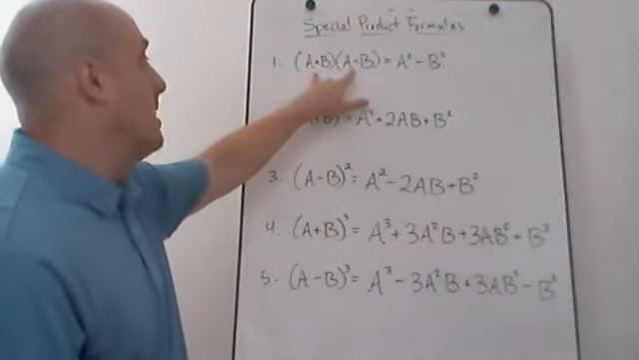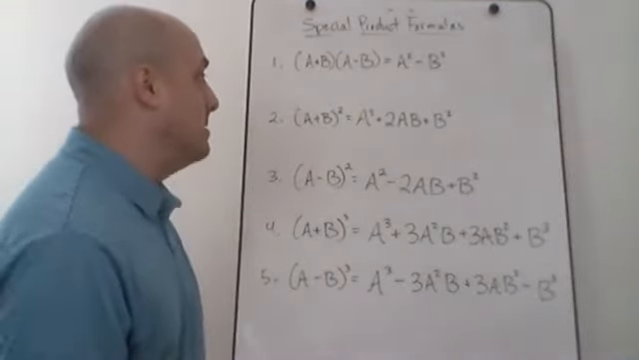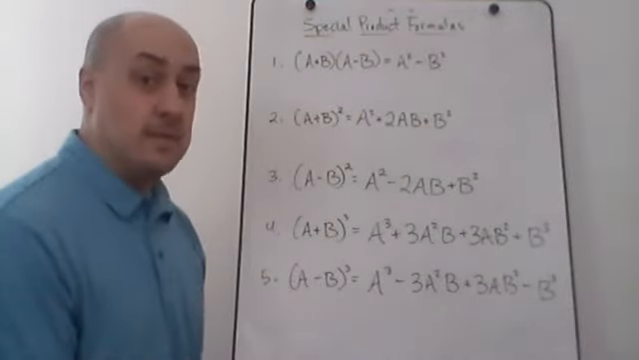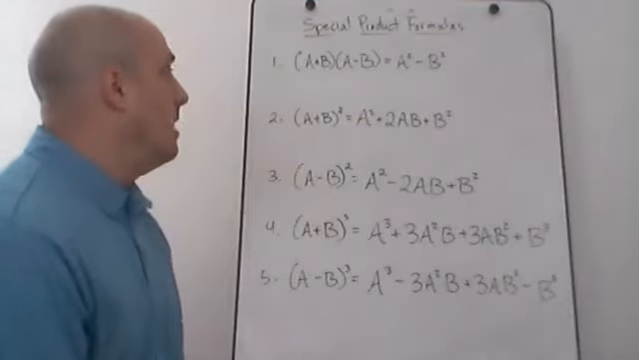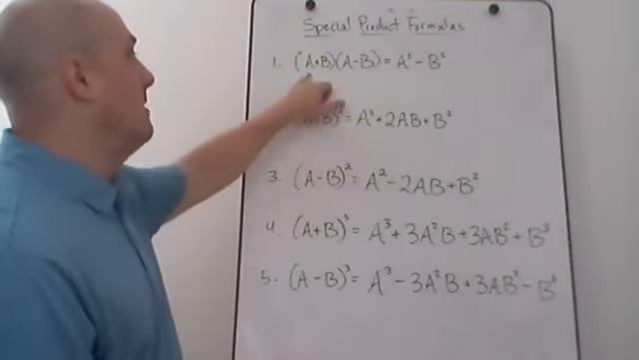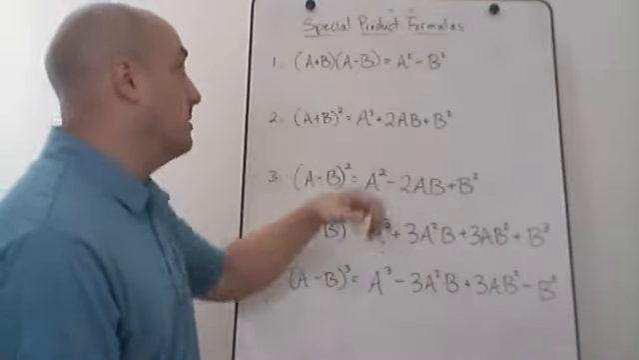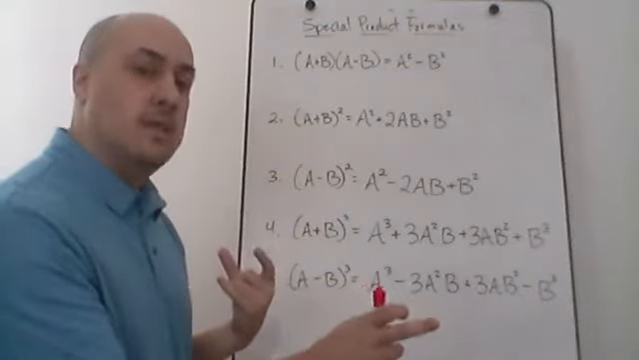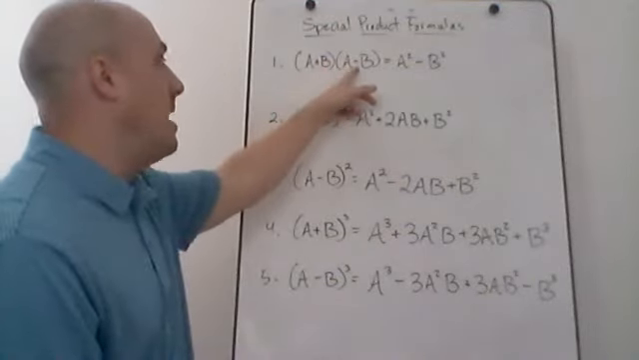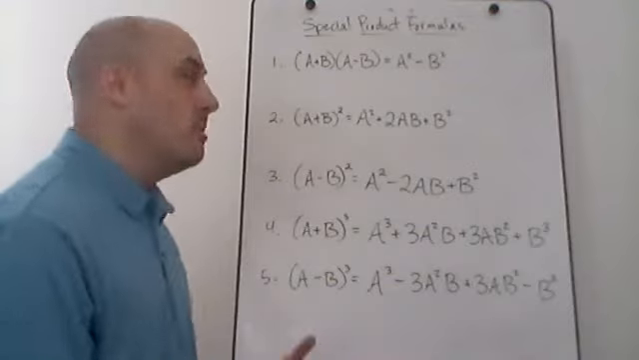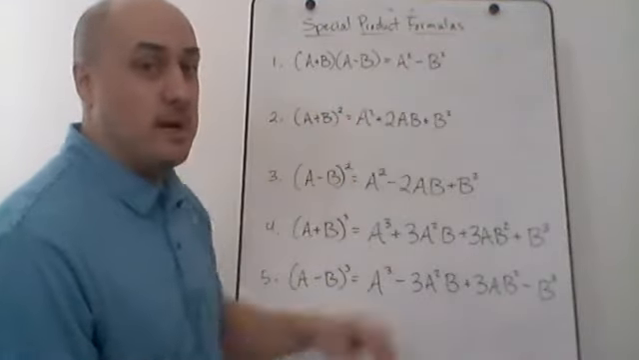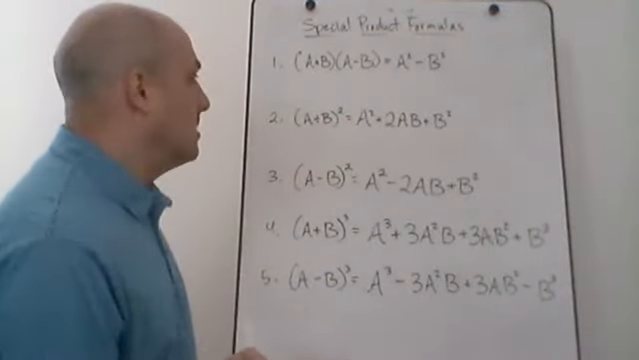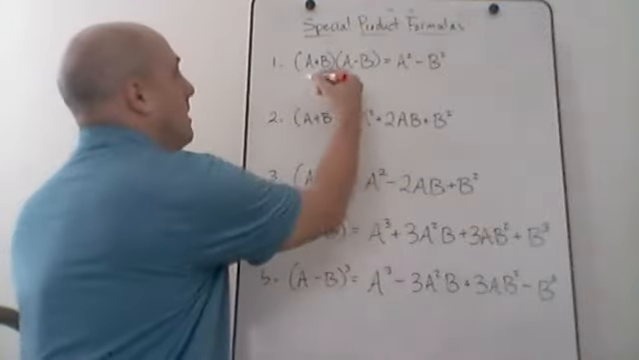All right, so the first one: a plus b times a minus b equals a squared minus b squared. So that's our first special product formula. So if we have two binomials and they have the same two terms in them, except one of those terms is positive and the other one is negative, well, then we multiply them out, we just get this a squared minus b squared.